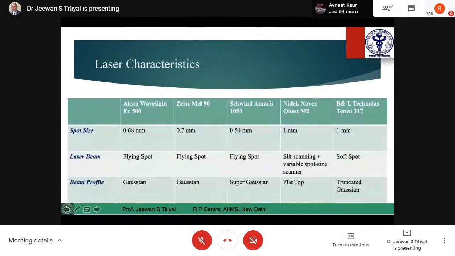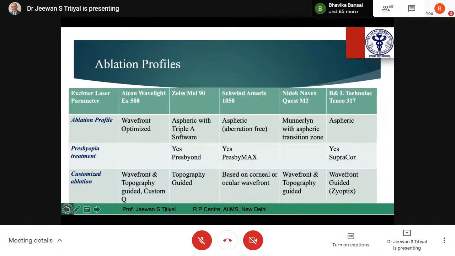Higher order aberration is less because the spot size in these cases is very, very small. If you see the spot size here, it is almost less than 1 millimeter. And they all are flying spots. That means each spot will not come to the same area immediately. It might come after a few spots.